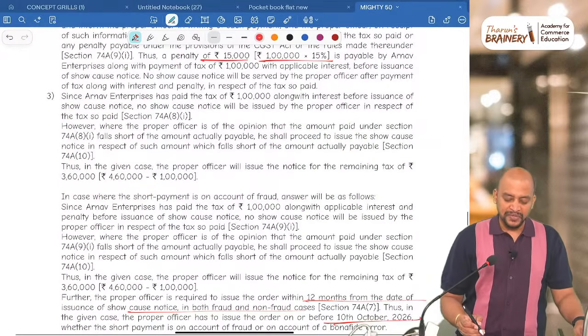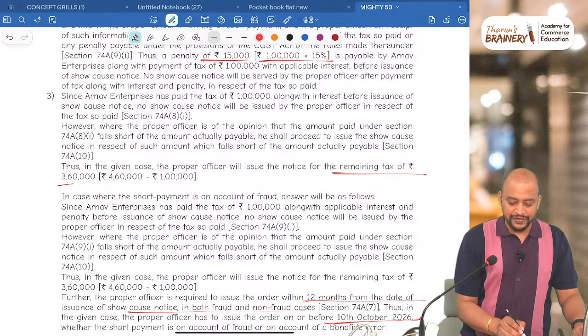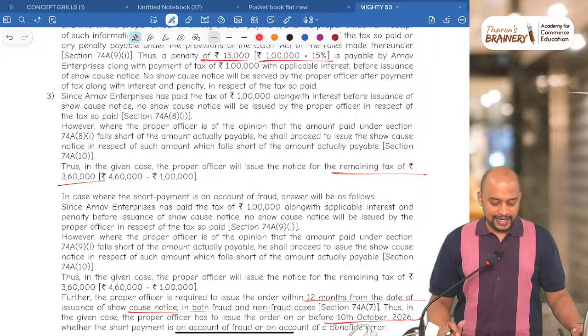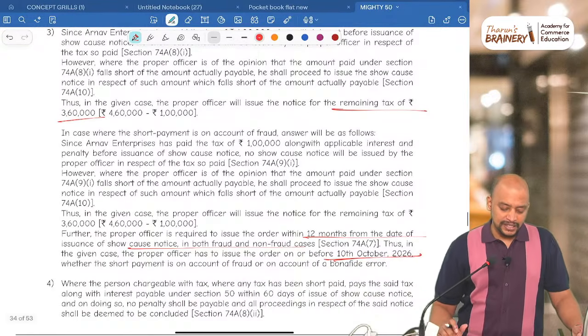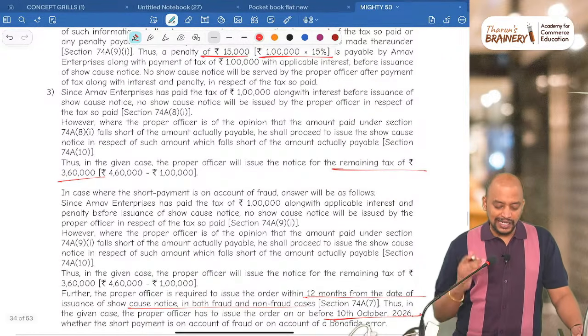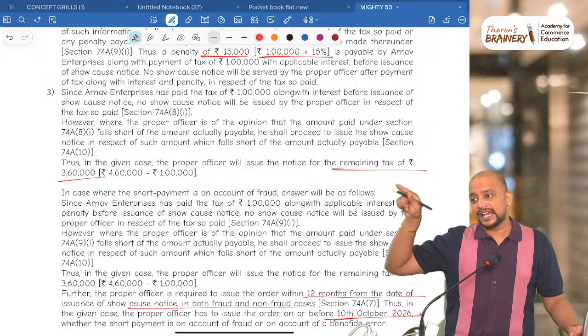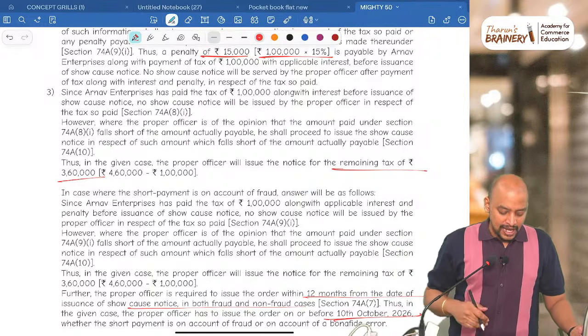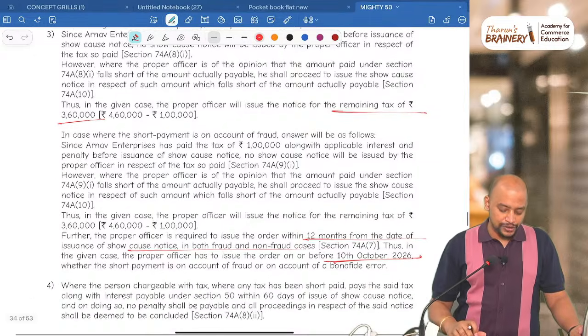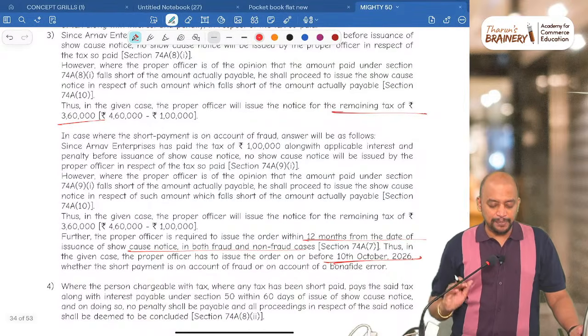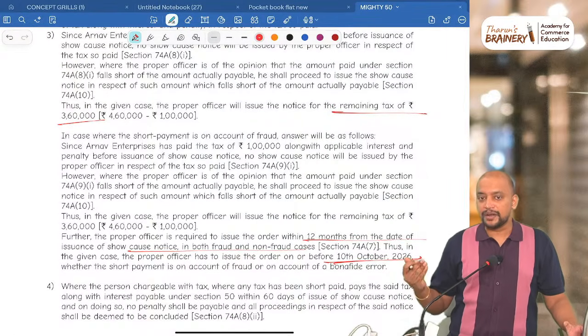So you can see the proper officer can issue the notice for the remaining 3 lakh 60. Other than fraud, it will be only 3 lakh 60 plus interest plus that penalty of 10%. However, if it is on account of fraud also, 3,60,000 plus the penalty will be full 100%, that will be there.